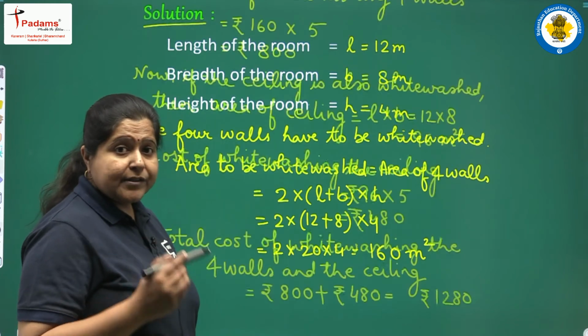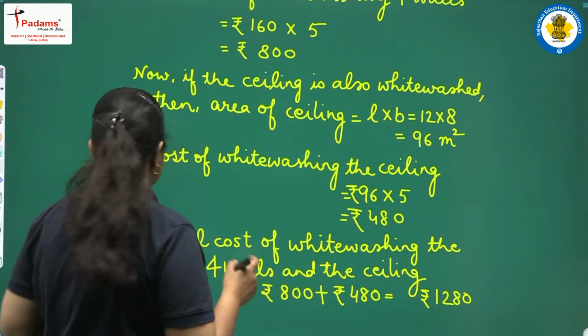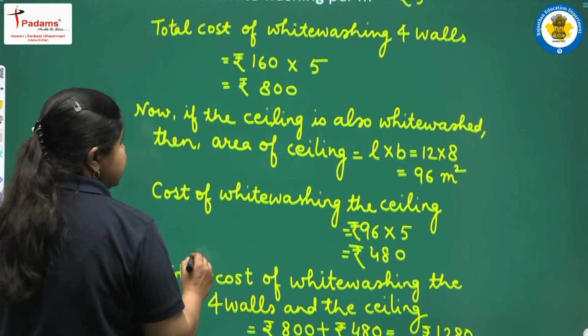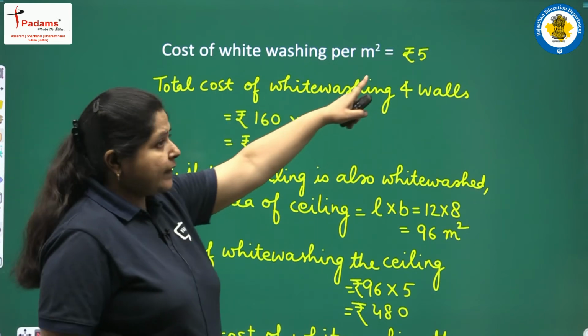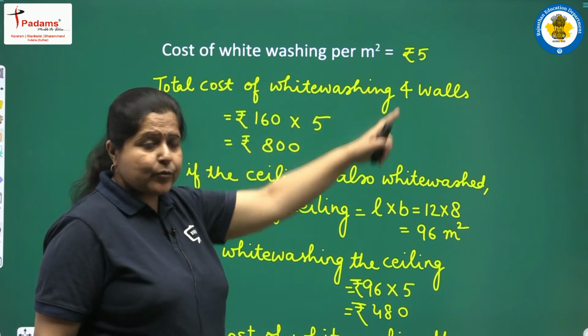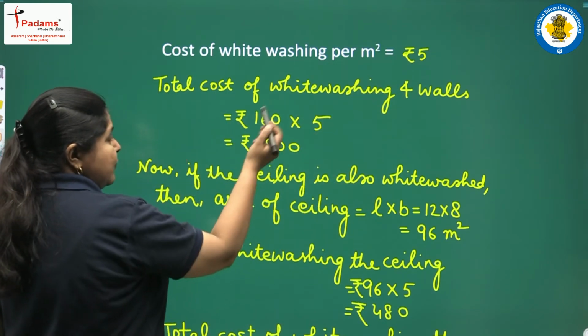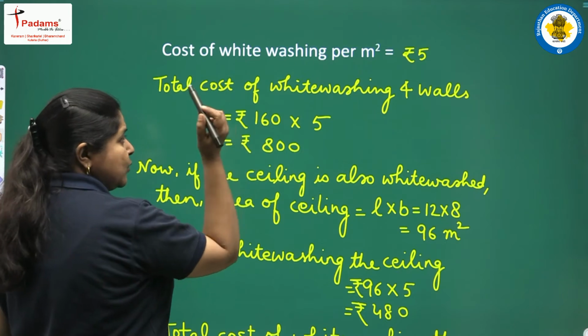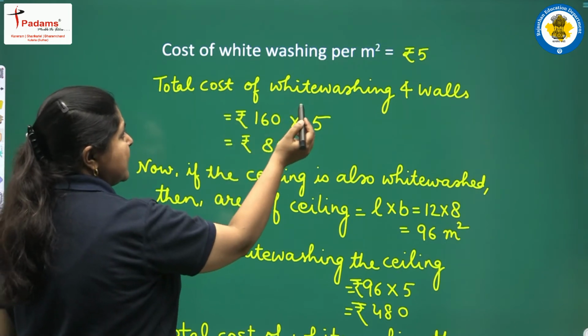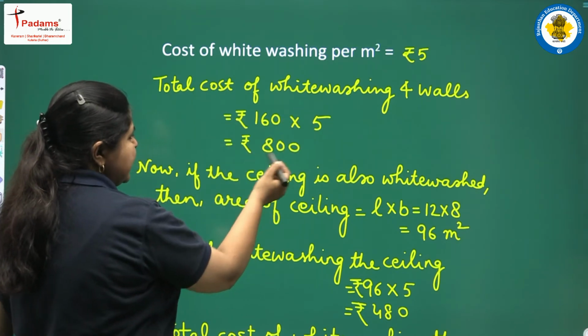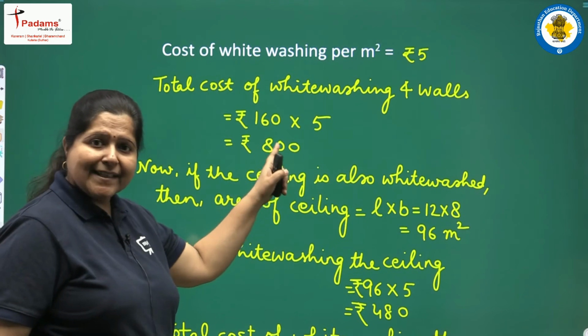अब हमें पता है कॉस्ट ऑफ वाइट वॉशिंग पर मीटर स्क्वायर, it is ₹5. ये हमें पता है. Rate of whitewashing is ₹5 per meter square. तो जब हमारा एरिया आया 4 वॉल्स का 160 मीटर स्क्वायर, उसको वाइट वॉश करने का आपका कॉस्ट हो गया 160 into 5, it will be ₹800.